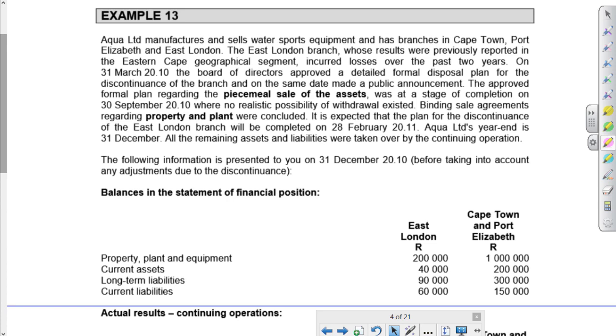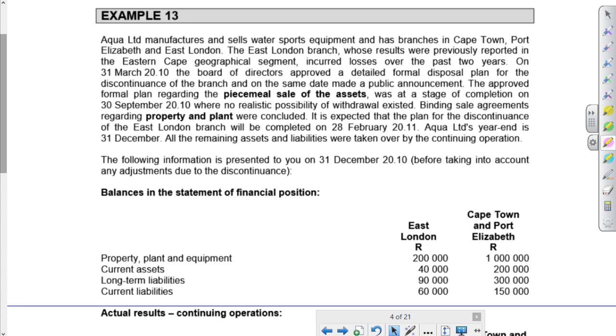Directors approved a formal disposal plan for the discontinuance of the branch, and on the same date made a public announcement. The approved formal plan was at a stage of completion on the 30th of September 2010, where no realistic possibility of withdrawal existed. Binding sale agreements were concluded. It's expected that it will be completed by February 11. The year end is 31 December. Do you agree? Criteria is met, isn't it?